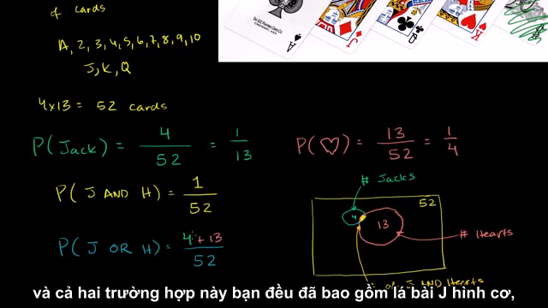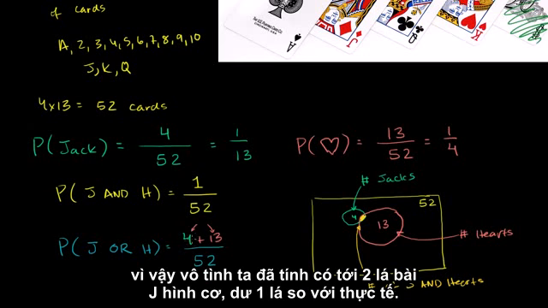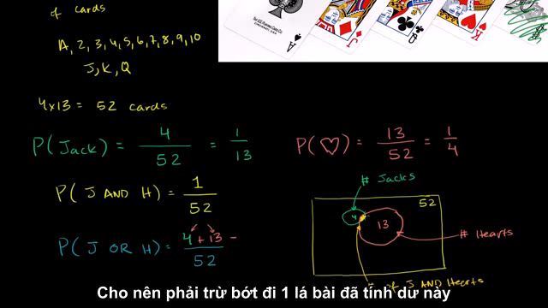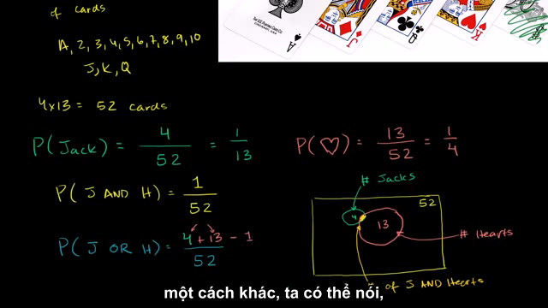But when we do it this way, in both cases, we are counting the jack of hearts. We're putting the jack of hearts here, and we're putting the jack of hearts here. So we're counting the jack of hearts twice, even though there's only one card there. So you would have to subtract out where they're common. You would have to subtract out the item that is both a jack and a heart. So you would subtract out a 1.